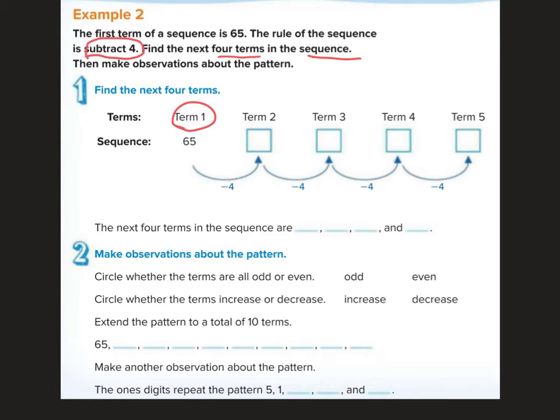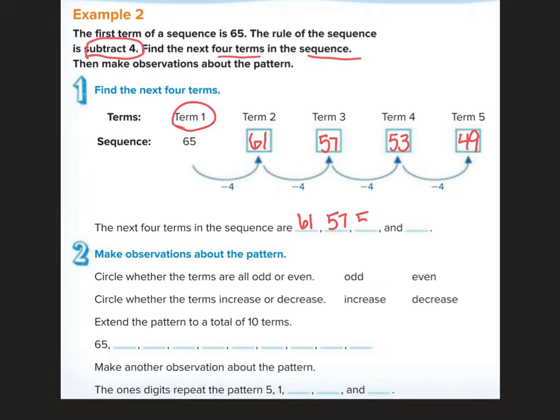65 minus 4 is 61. 61 minus 4 is 57. 57 minus 4 is 53. 53 minus 4 is 49. Okay, we're subtracting 4 each time. The next 4 terms in the sequence are 61, 57, 53, and 49.